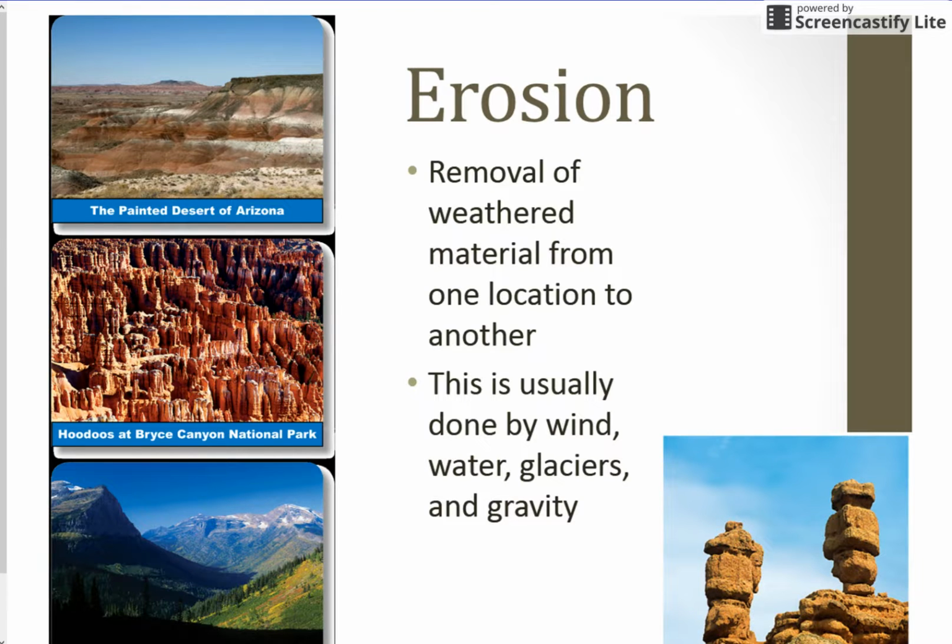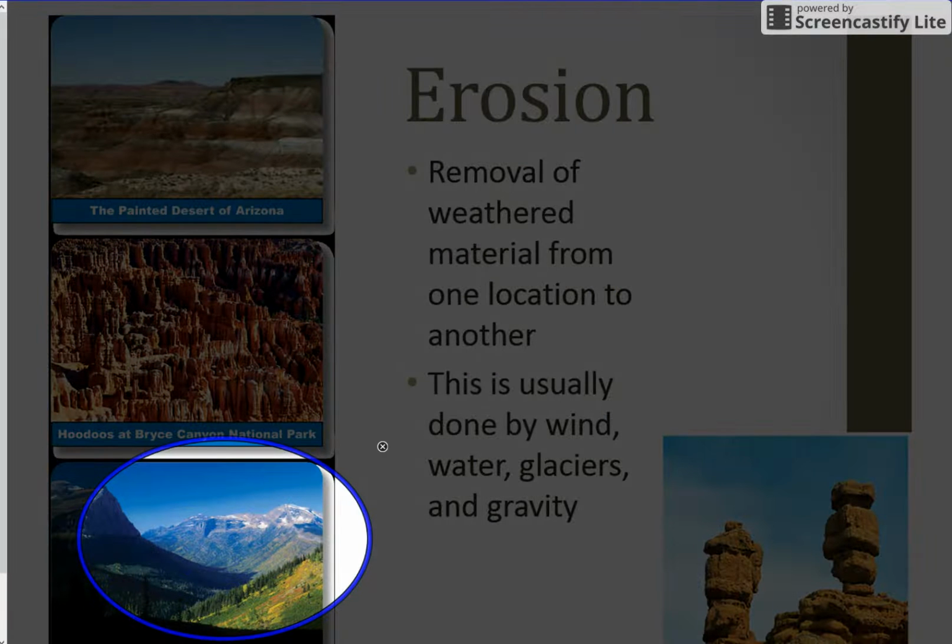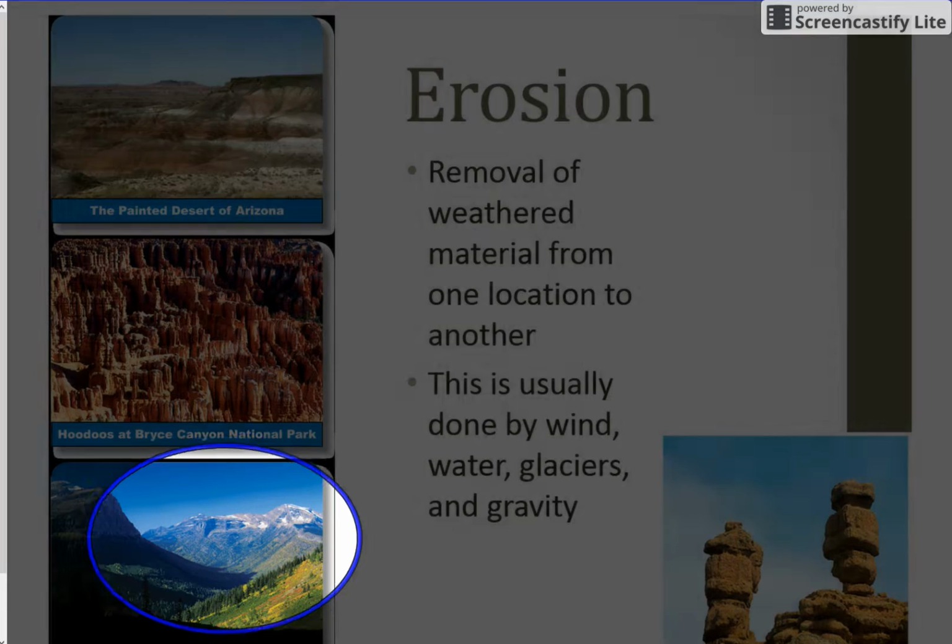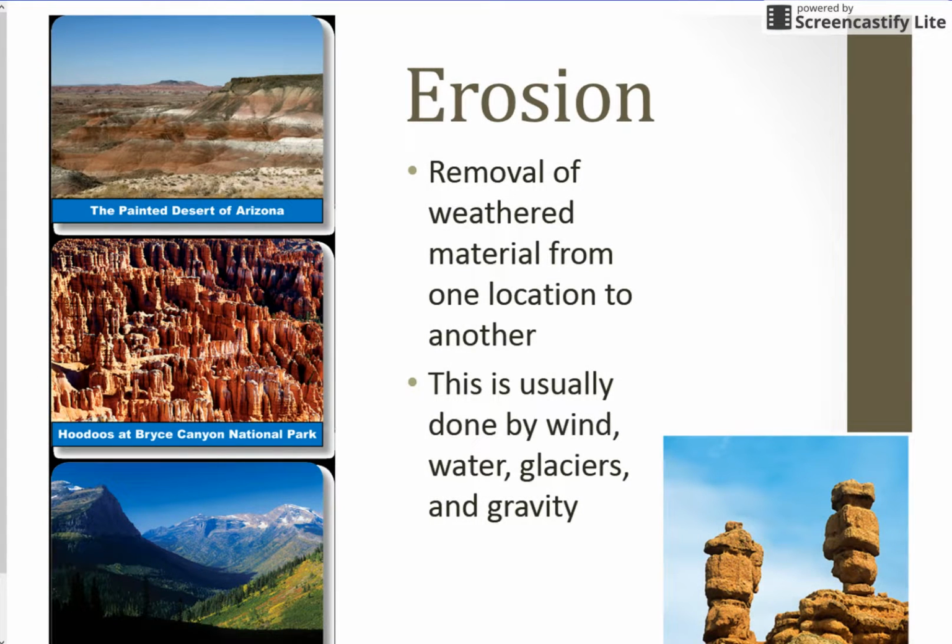And the last landform that we have here, this is the mountains in Montana. That U-shaped valley was once right here. This was once a glacier, and it melted and it formed this U-shaped valley. So those are some examples of erosion.